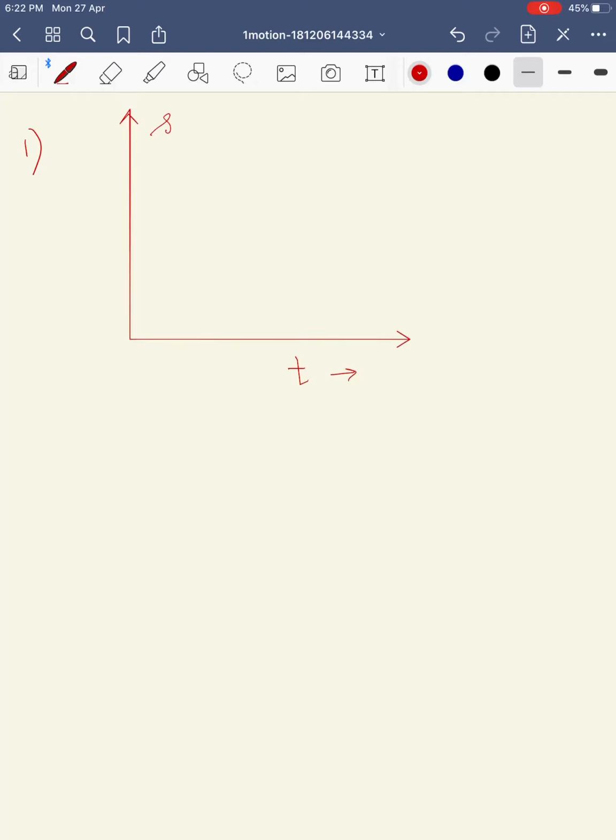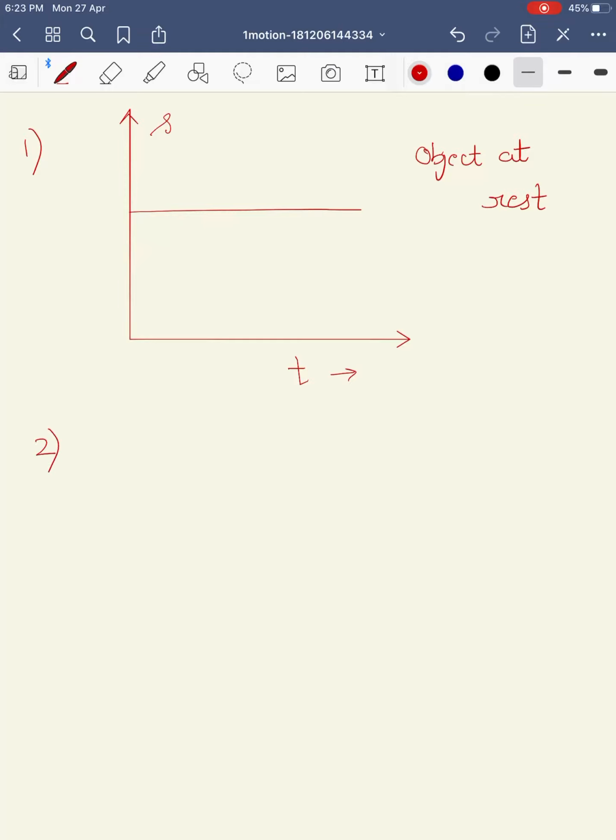Time is taken on x-axis because it is independent variable and distance is taken on y-axis because that is a dependent variable. That means value of distance depends on time. It changes with the time. That is why. So our case 1 was for object in state of rest. Object at rest. So for that, distance time graph was a straight line parallel to time axis, right? Distance time graph was a straight line which was parallel to time axis.